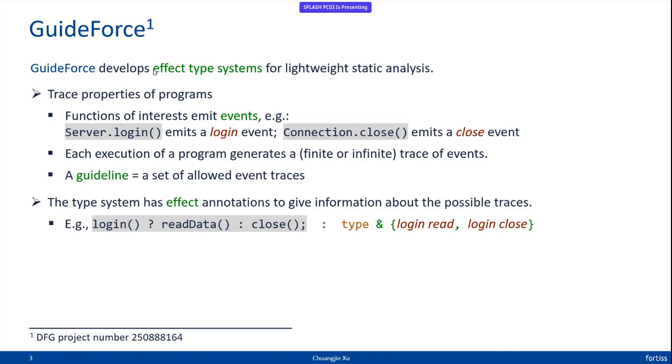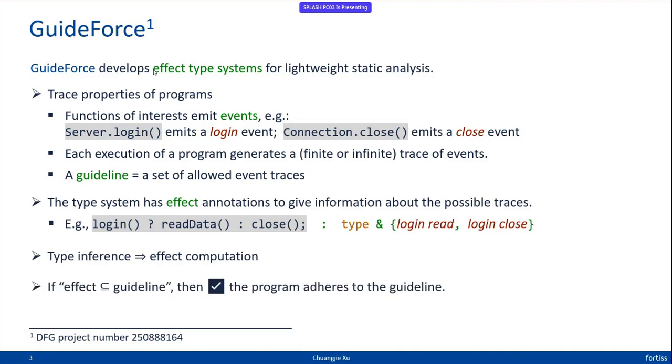Actually, this talk focuses on the types. It will also generate the annotation. Here, we say there are two possible traces. One is login and read, if the login succeeds, the other one is login and close. And then type inference is nothing but just effect computation. We infer the type, and the type carries the possible traces that the program can generate. We can simply check that this effect is contained by the guideline. Remember that the guideline just tells us what is allowed. So we just check this. And if it is contained by the guideline, then yes, the program adheres to the guideline. So we are sure that the program satisfies those guidelines.